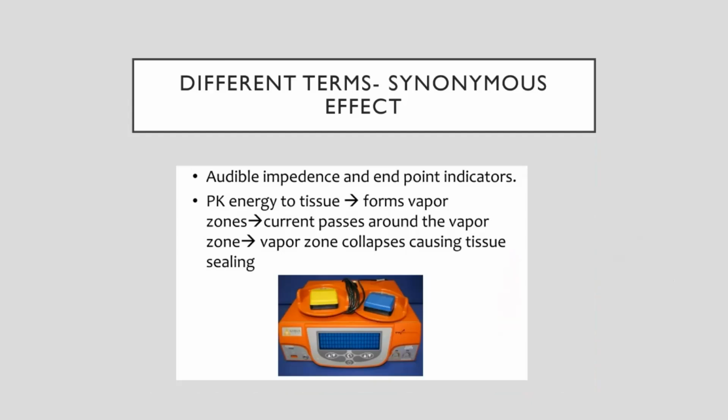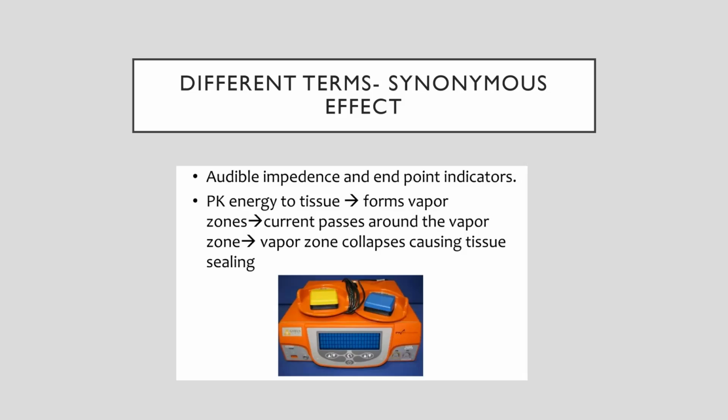Now, there are different terms which different companies will use, and the basic effect is very synonymous. For example, Olympus, Gyrus, PK, they will explain it in terms of vapor. A vapor zone is formed, and the current passes around the vapor zone, and the vapor zone collapses, and the tissue sealing occurs. So many companies will come out with different terms, but these are basically synonymous.